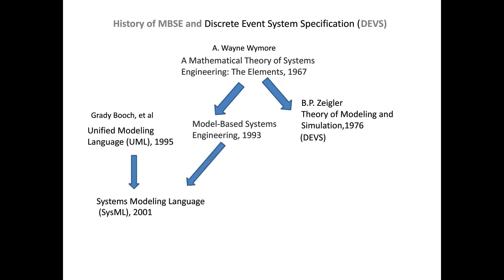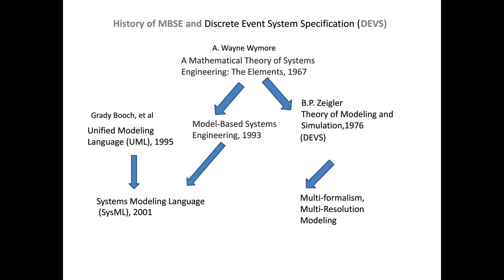Model-based systems engineering, then he described in a book in 1993. And I think independently, Grady Booch and his colleagues developed the Unified Modeling Language in 1995, and that became the Systems Modeling Language, or was elaborated into it to include more specifications for such things as requirements, and had some influence from the model-based systems engineering of Wymore.